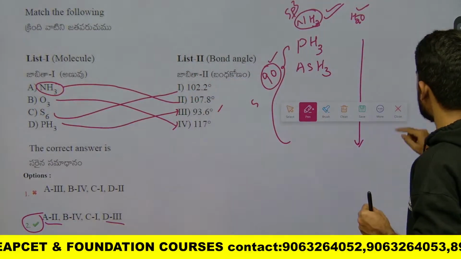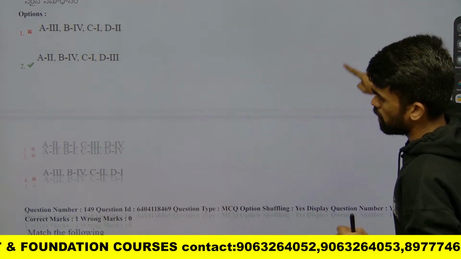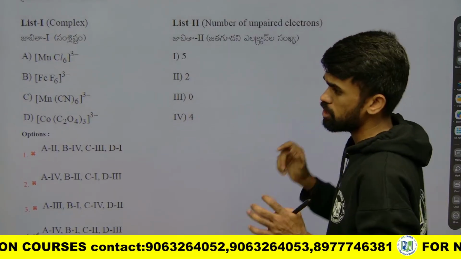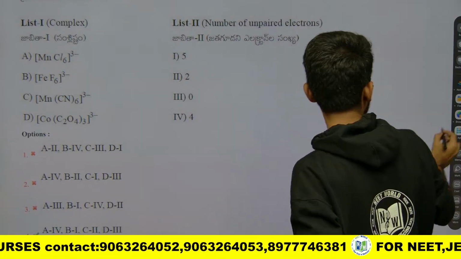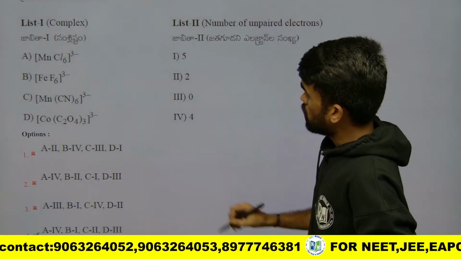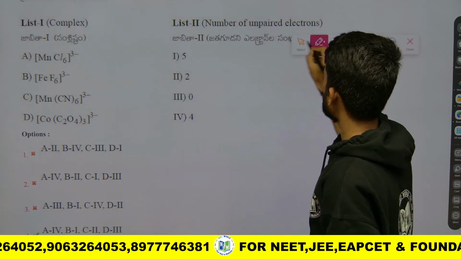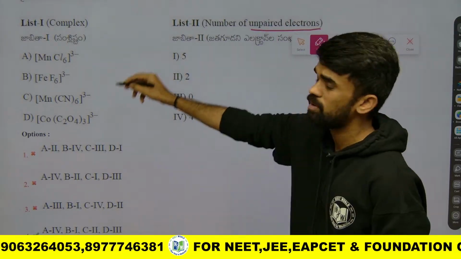And let us move a little further forward in the question paper. Yes, this is again a very important and conceptual question. Listen here, very useful one. See, list 1 and list 2 are given, and we need to match the number of unpaired electrons in the given compounds.